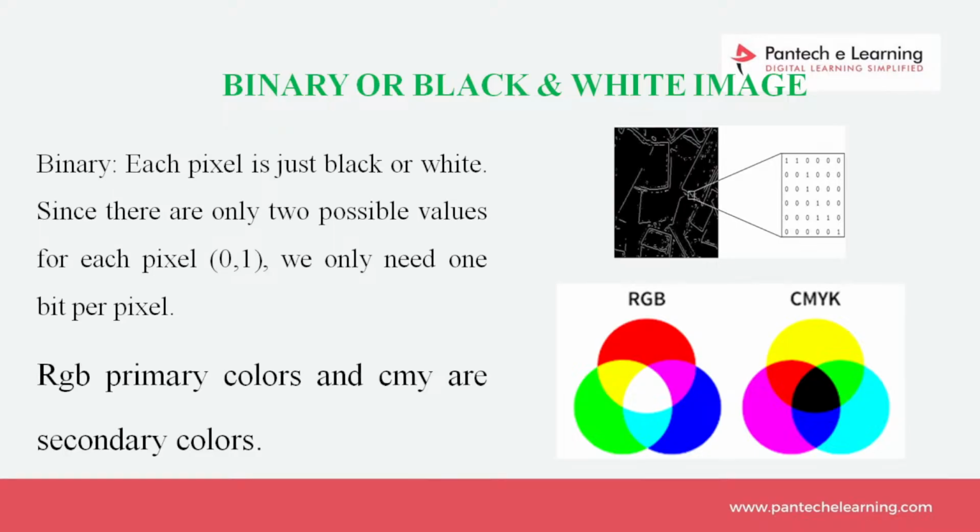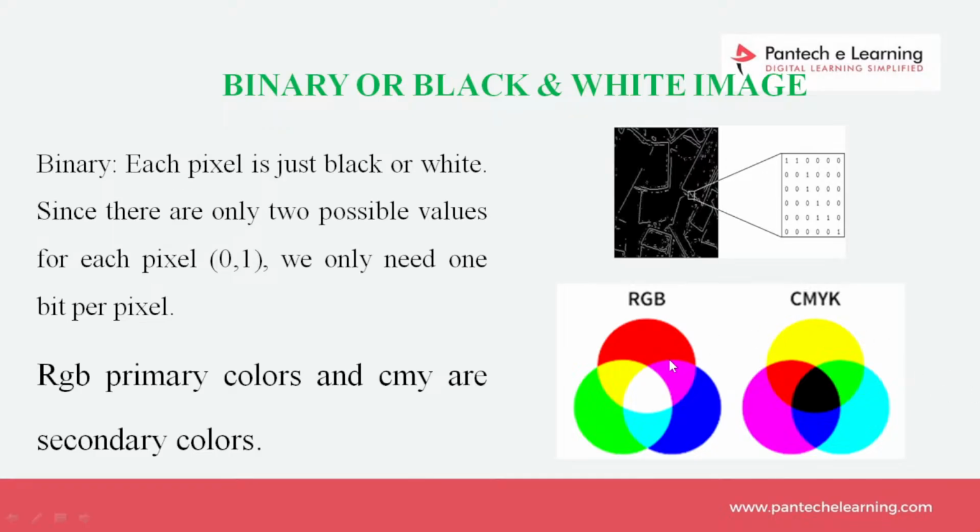Next you can see after black and white. So we already discussed the black and white. Later you can see RGB and CMYK. Actually, how the colors are created, this is the main thing. So here you can see RGB are the primary colors, as I said. And what are the secondary colors? CMY.